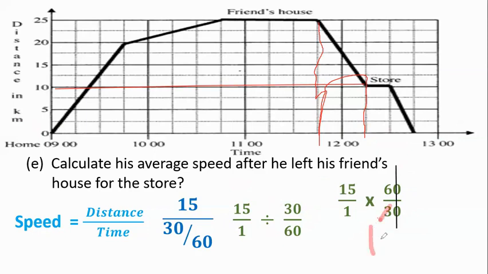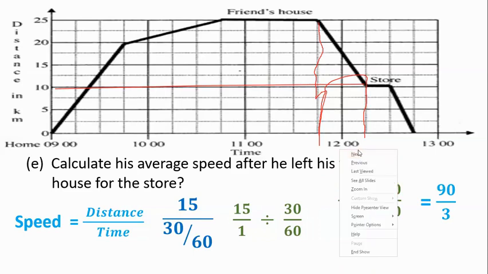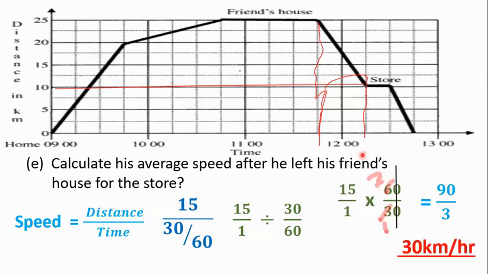3 can go into itself once. 3 can go into itself once. 6 can go into itself 2 times. 15 times 2 is 30. Right? And when you multiply it, you get your 30 kilometers per hour. How did I find 30? Because we're using this right here, and we say each one of these lines represents 30. Okay, that's how we found 30.